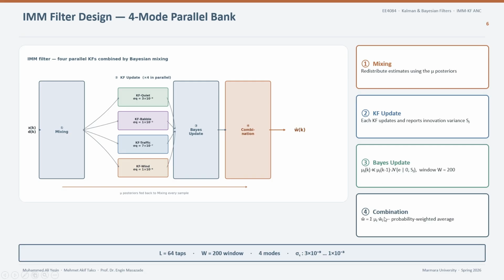The output is the probability-weighted average of all 4 estimates. And critically, those mode probabilities are fed back into the mixing step every single sample. Keep that feedback loop in mind. The configuration is at the bottom: 64 taps, 200 sample window, 4 modes. With that, I will hand over to Mehmet Akif for the experiments.